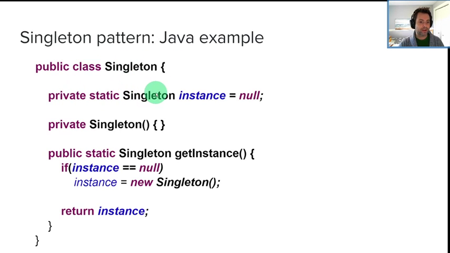Here's our private static singleton instance. Here's our constructor, and here is our call to get instance. So the way this is working here is that if we call get instance, if our member here is null, well, let's create a new one. And this is the only way that this class can be referenced, right?